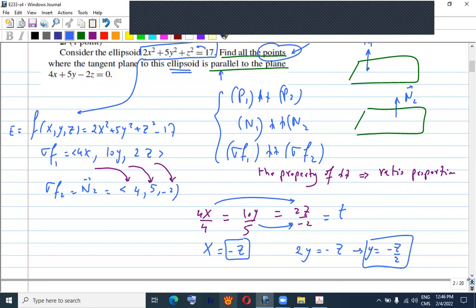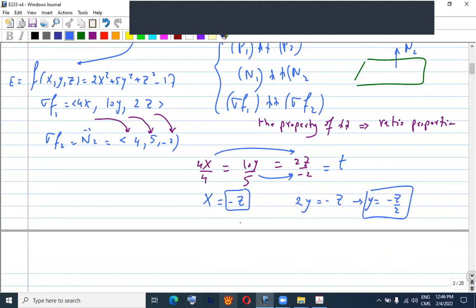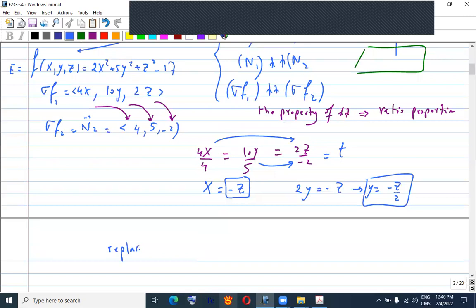Any question? I would not have thought to do it this way. So replace in the ellipsoid. The ellipsoid is this. So z squared equals 17.